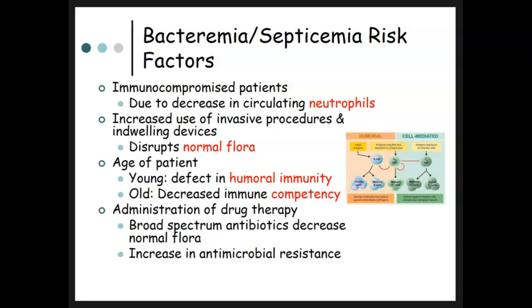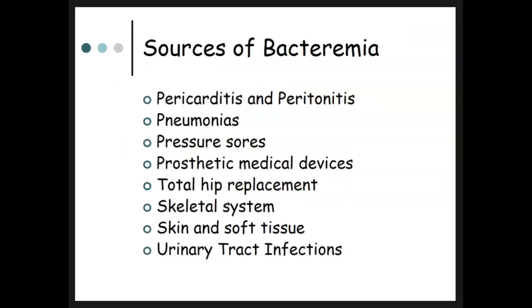Immunocompromised patients, and this is due to a decrease in circulating neutrophils. There can be an increased use of invasive procedures and indwelling devices, like if you have a port put in for some type of chemotherapy or treatment. Those can disrupt normal flora. The age of the patient, so for young people, there's a defect in humoral immunity. They haven't completely developed that yet. And for older patients, there's a decrease in immune competency. Also, administration of drug therapy can also be a factor or a risk.